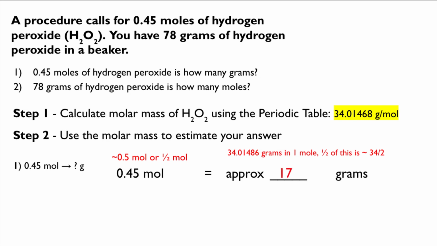So 34 divided by 2 is 17. So 0.45 moles of H2O2 should be somewhere near 17 grams because that seems like somewhere near half of the molar mass of hydrogen peroxide.